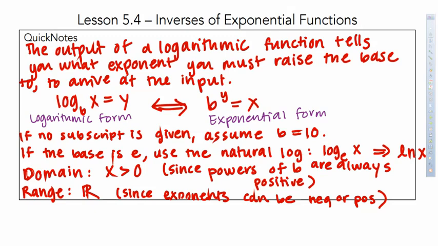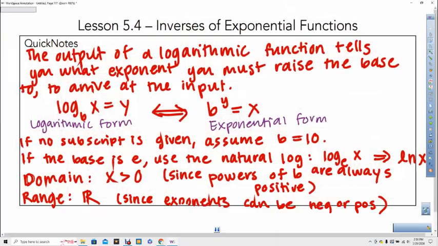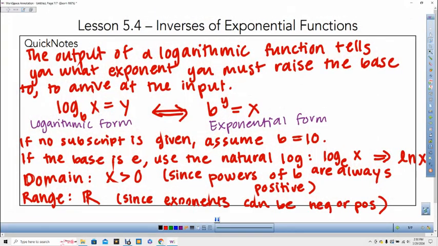So the output of a logarithmic function tells you what exponent you must raise the base to arrive at the input. We've actually talked a little bit about this. Remember, we talked about log base 2 of 8, and we ask ourselves, 2 raised to what power would give us 8? And the answer is 3. And that's what it's saying right here. The output of the logarithmic function tells you what exponent you must raise the base to arrive at the input.